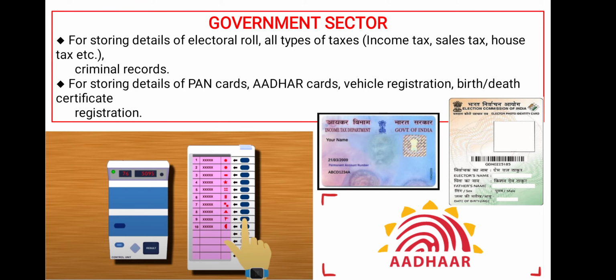Government sector: for storing details of electoral roll, all types of taxes, income tax, sales tax, house tax, etc., criminal records, for storing details of PAN cards, Aadhaar card, vehicle registration, birth and death certificate registration. As I have clearly given you, during vote, after you attain the age of 18, you are eligible to vote.